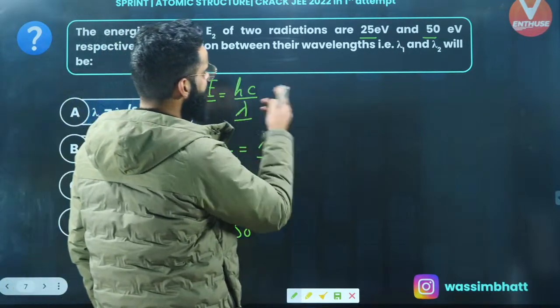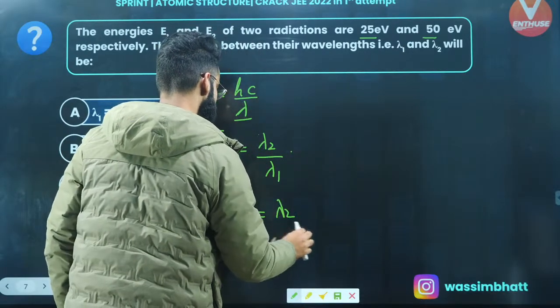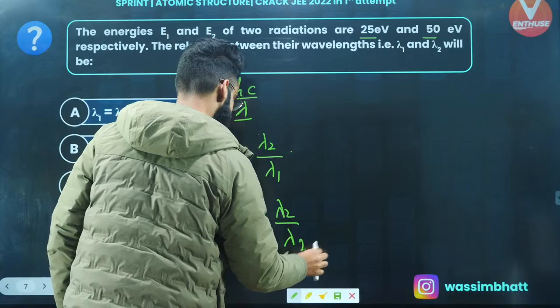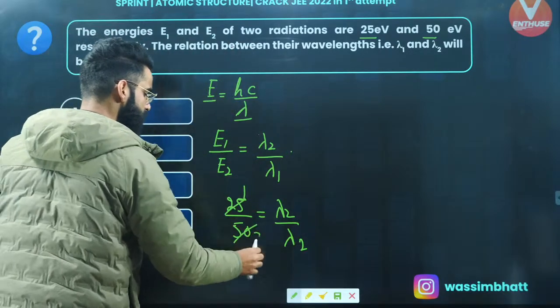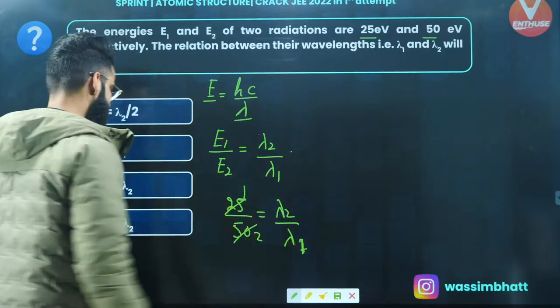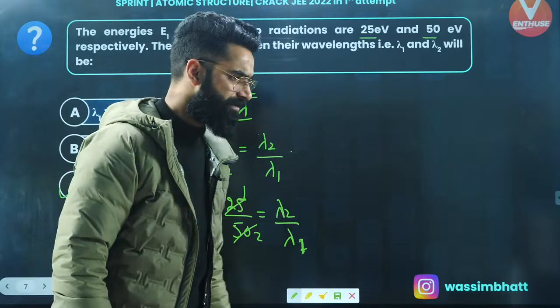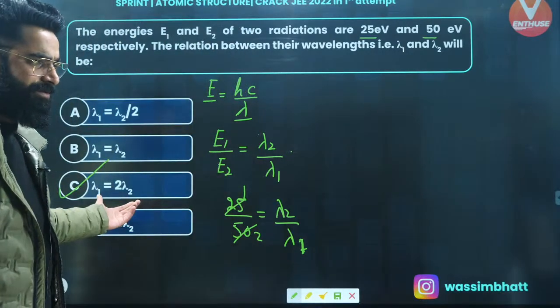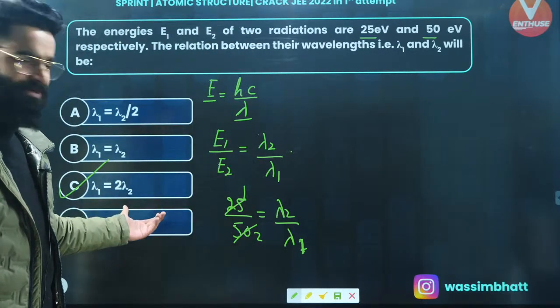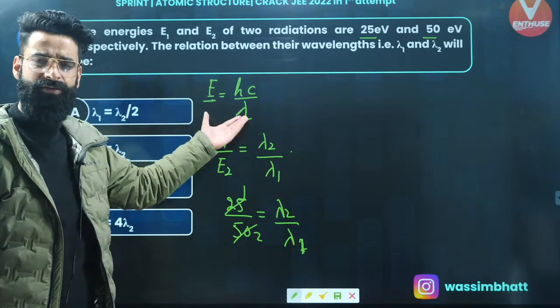The relation between their wavelengths, that is lambda 1 and lambda 2, is what you need to see. So this is 1, this is 2. So lambda 1 is equal to 2 times lambda 2. Isn't it option C, guys? A very simple and basic question. You know, energy of the radiation is inversely proportional to the wavelength of it, right?